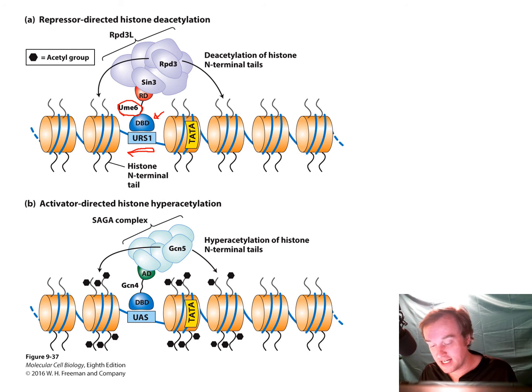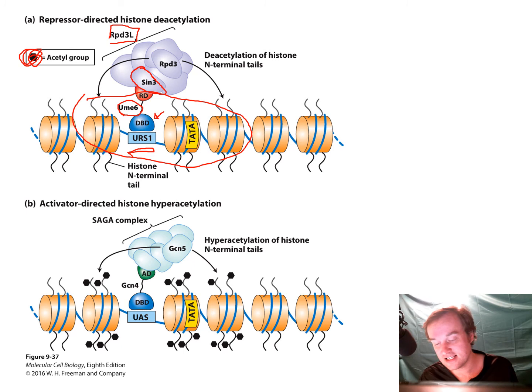And then the repressor domain on the opposite side of that repressor will bind to SIN3, which is part of this larger RPD3L macroprotein complex. And this RPD3 is a histone deacetylase, so it gets rid of the acetyl groups on the N-terminal tails, or the histone tails, of the nucleosomes in the region where it bound. So in this local region right here, it will remove any acetyl groups. As you can see, there are no black hexagons attached to them.